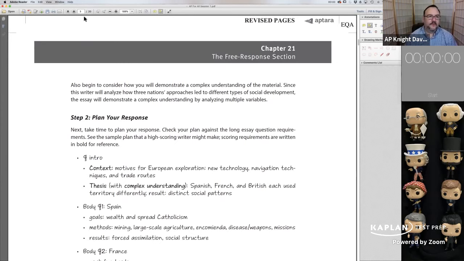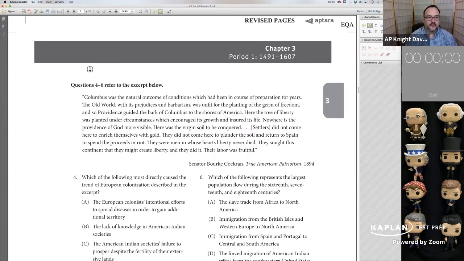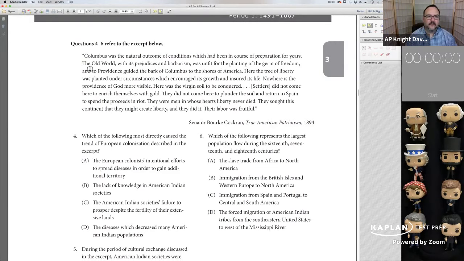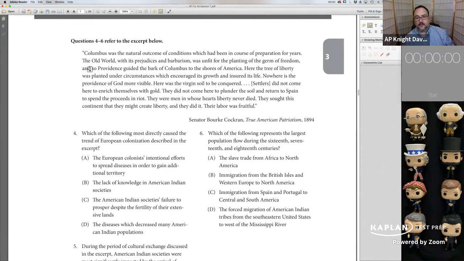All right. So before we go, let's do a couple extra questions. We've got some extra ones here. These, like I said, are directly out of our book. I'm going to give you a minute to read the little passage here by Senator Cochran, and then I'll give you 30 seconds for each question, just like we did earlier. Okay, let's go for it.